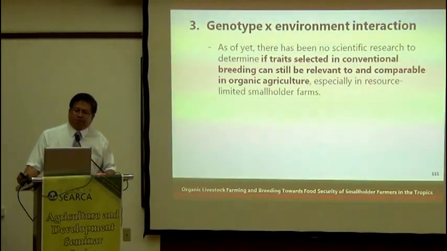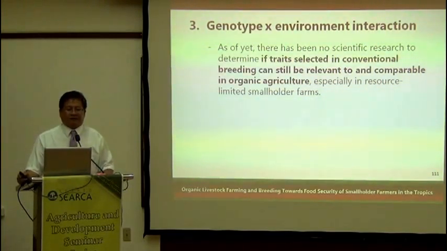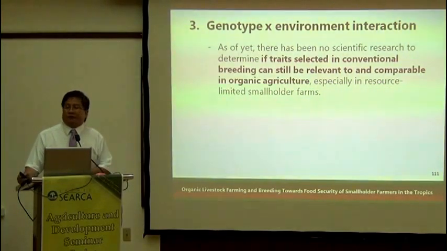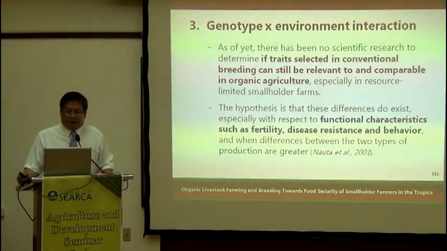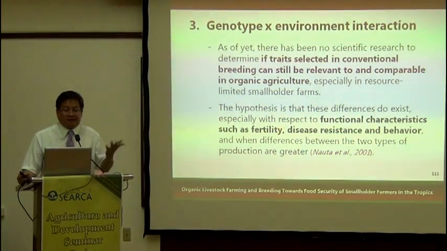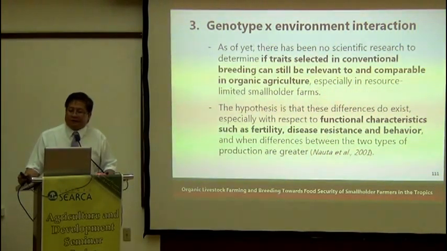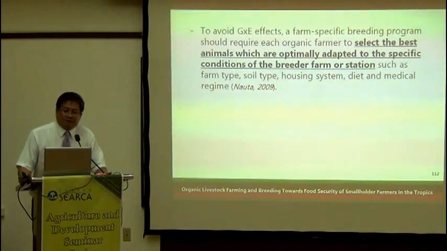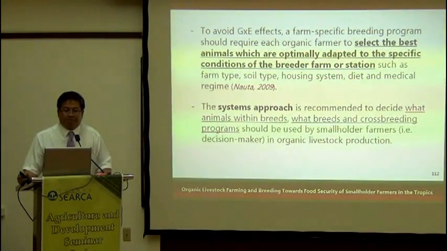As for genotype by environment interaction, as of now, there's still no scientific research to tell us whether the traits selected in conventional breeding programs could be used in organic agriculture. Although the hypothesis is that these differences are to be expected, especially with regard to traits related to functional characteristics just like fertility, disease resistance, and behavior. So we still have a lot of research to do. But just to be safe, the best thing to do is simply select the best animals which are optimally adapted to specific conditions on the farm. So farm-specific breeding programs should be done.